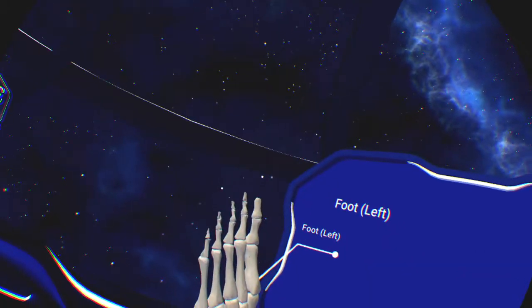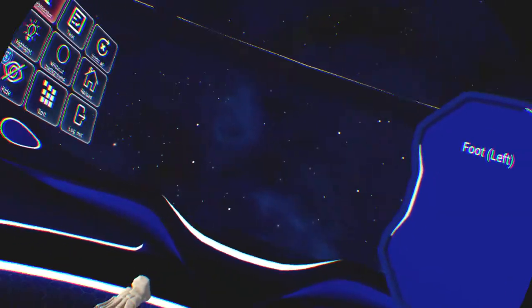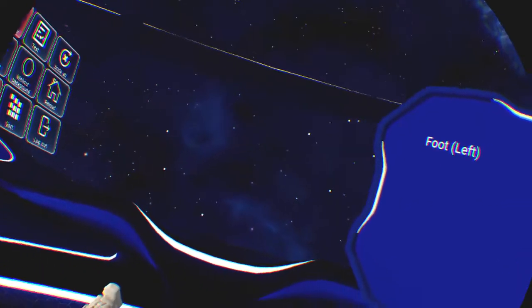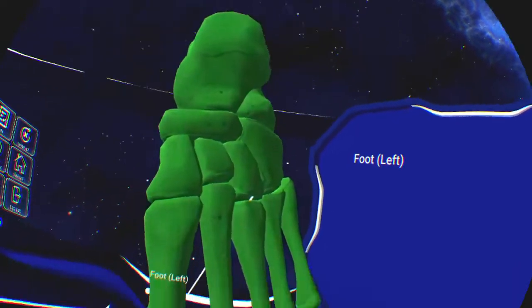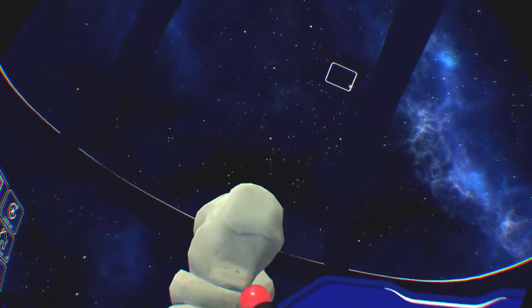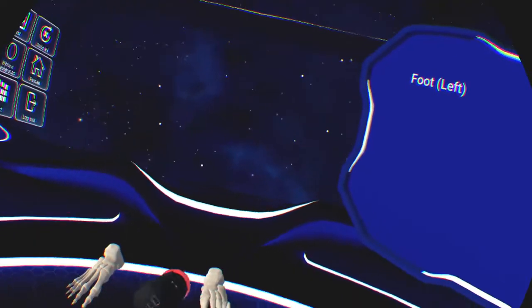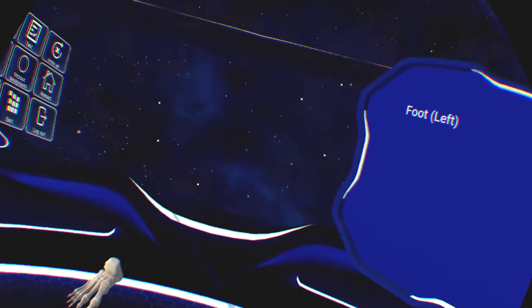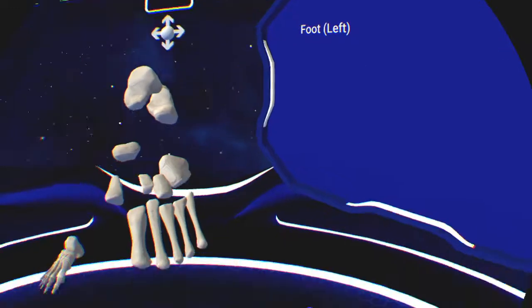This is the foot bone. I mean, this is the foot. I think I can dissect it. Can I? Maybe, maybe not. Okay. Let's see. Things were not acting right today. Ah, yeah, here we go. Okay.